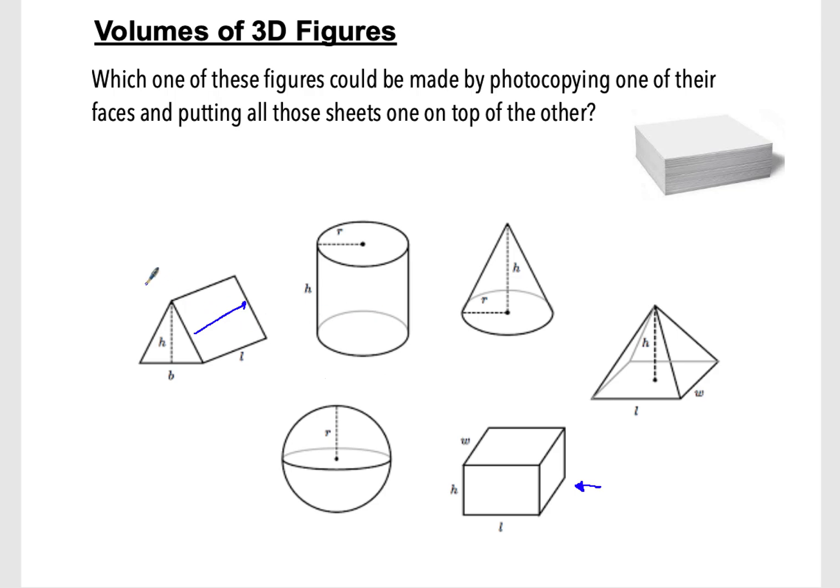Can I do the same thing? So yes, I can do it with this. Yes, I can do it with this. Can I do it with this cylinder? Yeah, I can get a circle at the bottom and then get layers, layers, layers, and make it all the way to the top. So that also works that way.